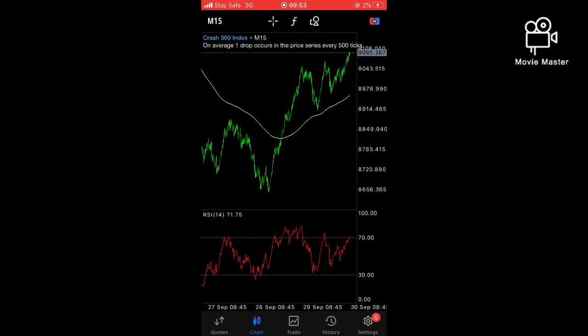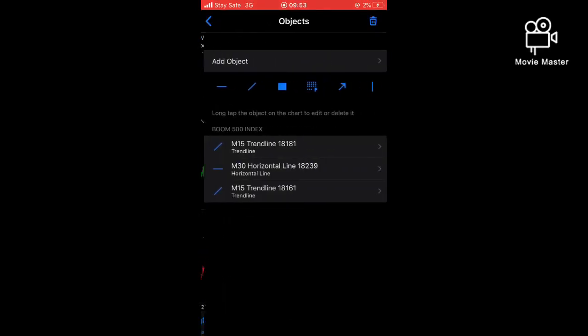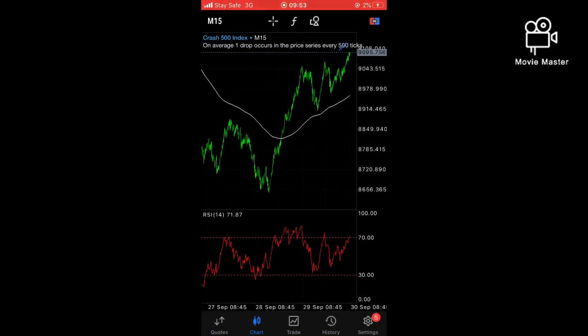Okay, let me show you guys something. Over here, we're having some sort of divergence. We are spotting a regular divergence, not a hidden divergence. It's not a hidden bullish divergence nor a hidden bearish divergence, but a regular divergence. Let me show you guys what I mean. Okay, this is a regular divergence.